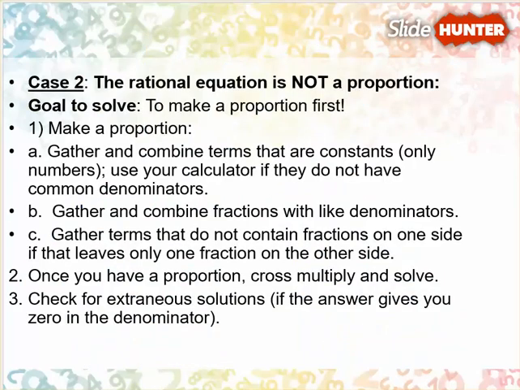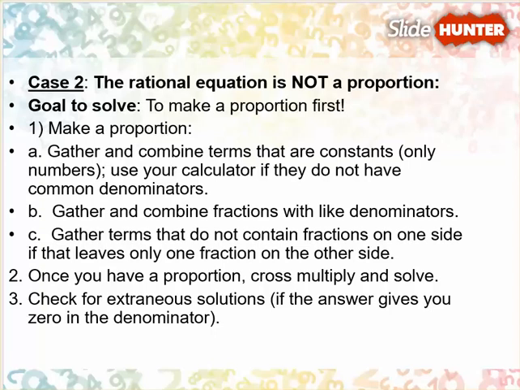Now, what if your rational expression is not a proportion? Often, you could do some algebra to make it into a proportion. In order to do this, there are a couple different things you're going to look for. What you want is to gather and combine things that are just constants. So you might have to move it to the other side of the equal sign.